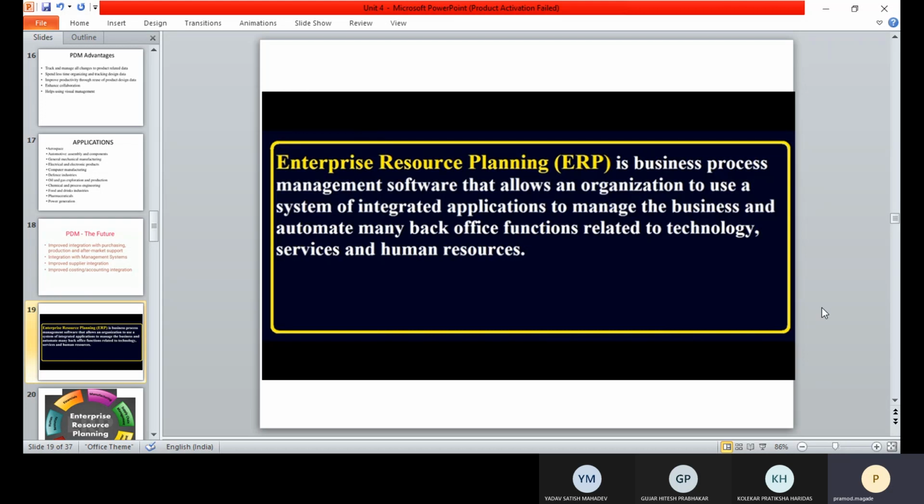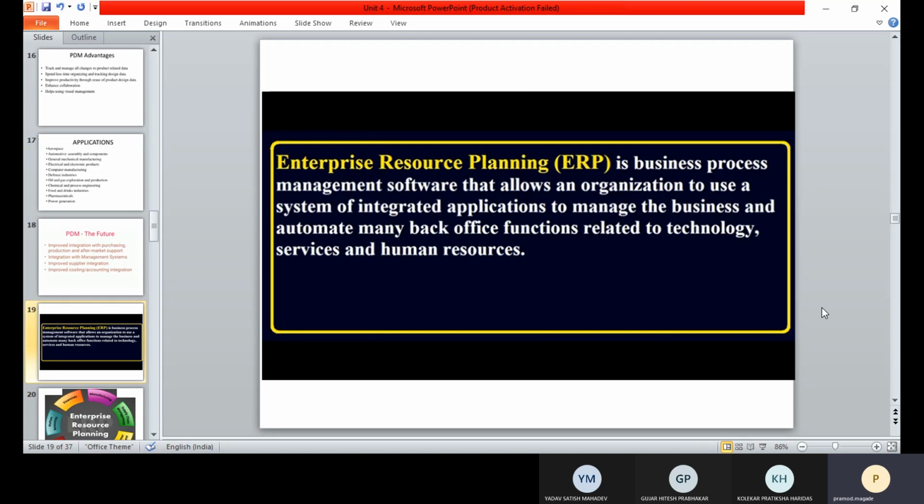Now there is a difference between PDM, PLC and ERP. PLC is related to the product's total life, from the introduction to maturity to declination. In case of the PDM, we have to maintain or manage the data as per the requirement. But in case of the ERP, we are going to control the process, materials and the development that is going on. So that will be the ERP, enterprise resource planning.